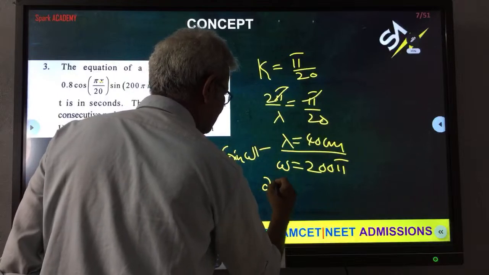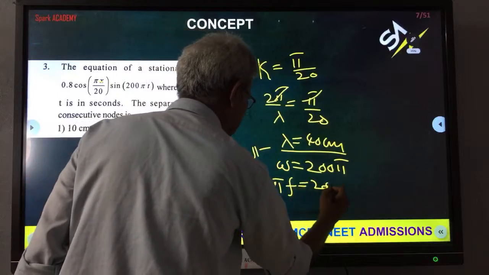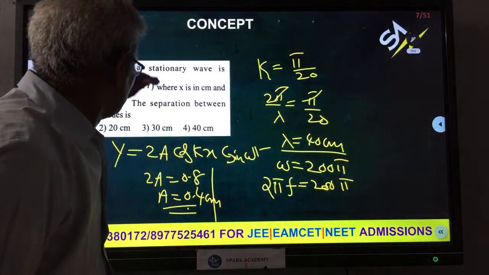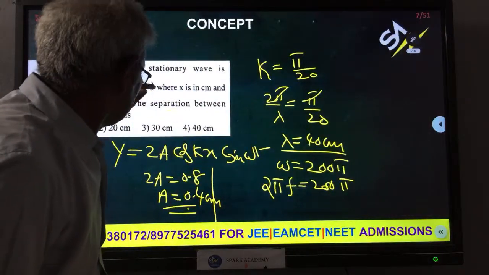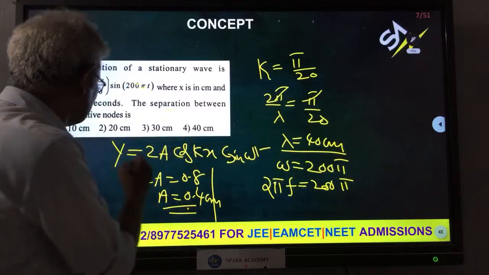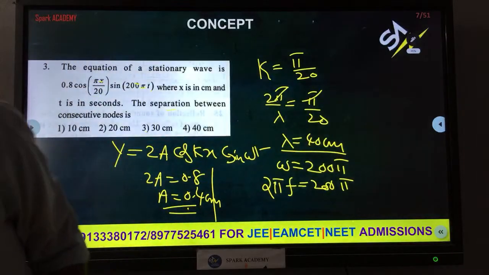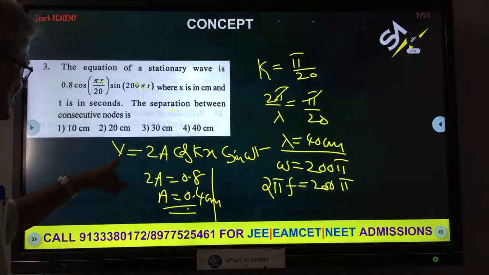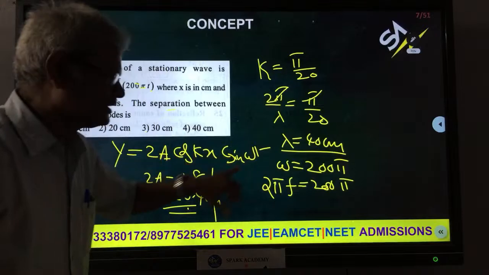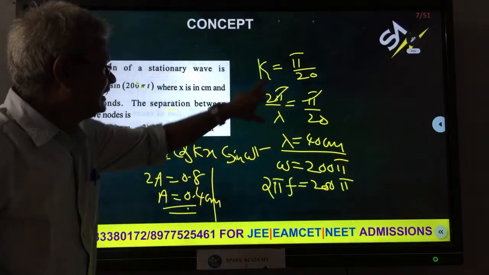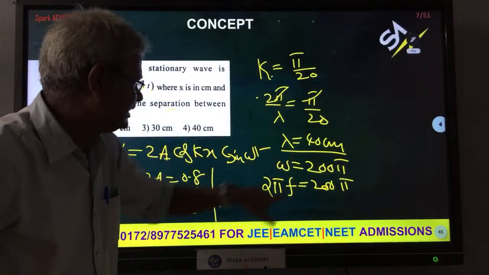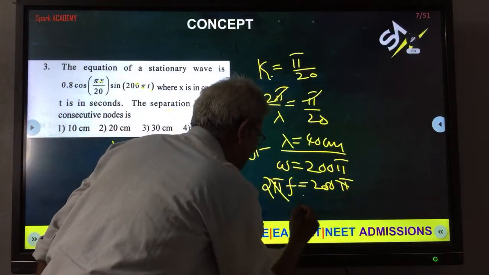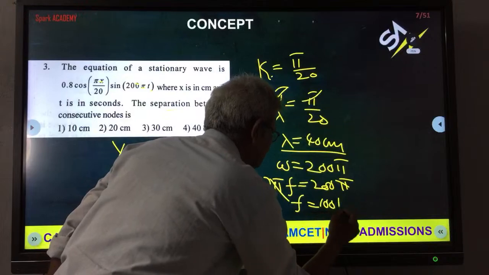2 pi into f is equal to 200 pi. So this will be most advantageous when you are given an equation, if you compare that with the standard equation. y is equal to 2a cos kx sin omega t. Coefficient of x is this, coefficient of t is this. So that means from this, if you cancel this, what will you be getting? f is equal to.